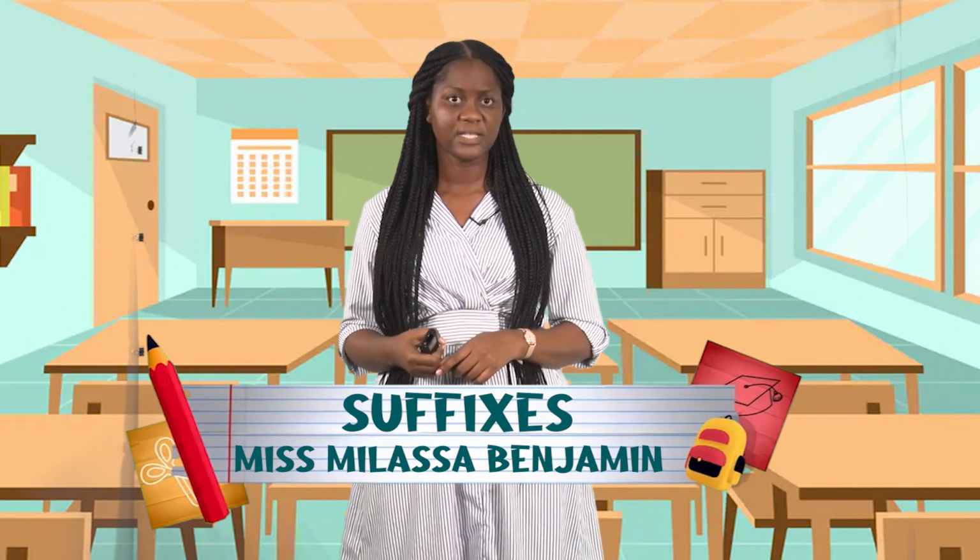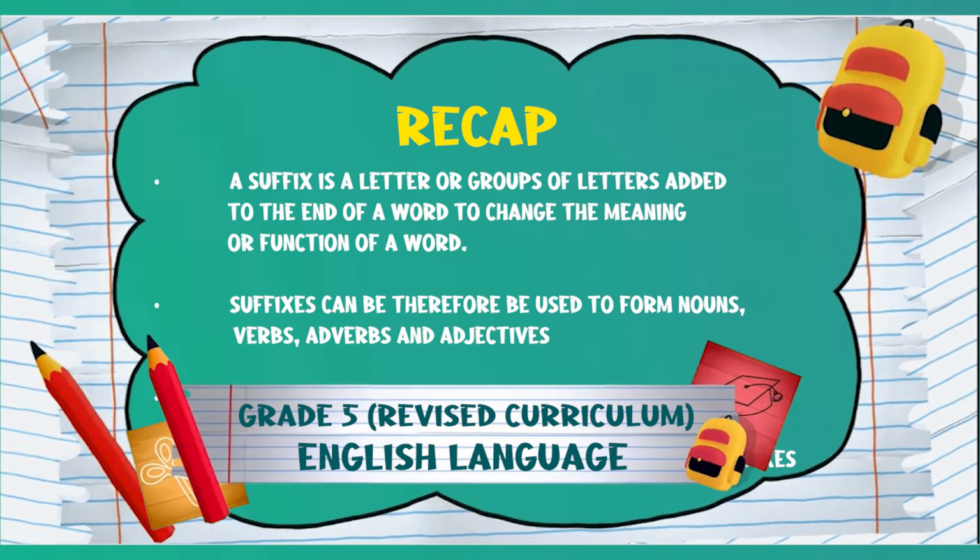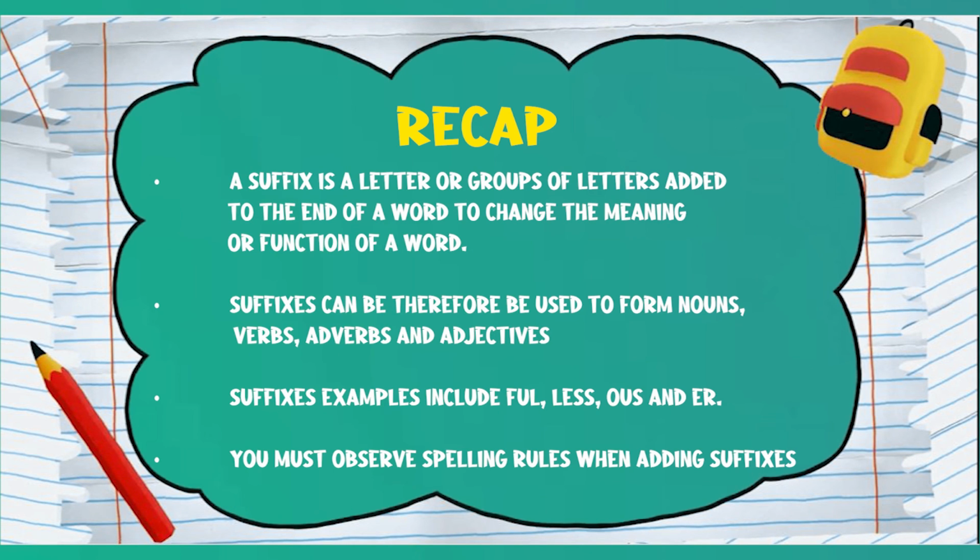So, boys and girls, we have looked at quite a number of suffixes, and we are now acquainted with their meanings and examples of such. So, let's recap. Remember that a suffix is a letter or group of letters added to the end of a word to add or change the meaning or function of the word. Suffixes can therefore be used to form nouns, verbs, adverbs, and adjectives. Suffix examples include ful, less, ous, and er. And lastly, boys and girls, you must observe spelling rules when adding suffixes.